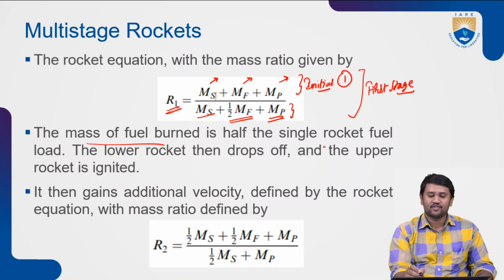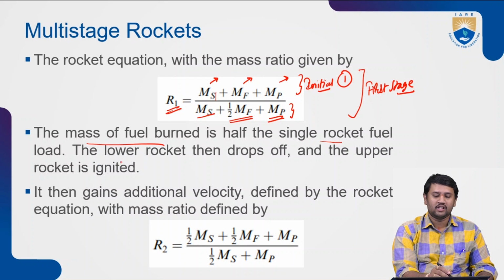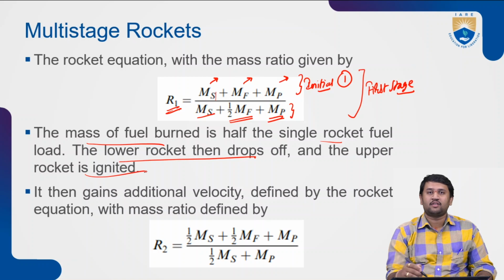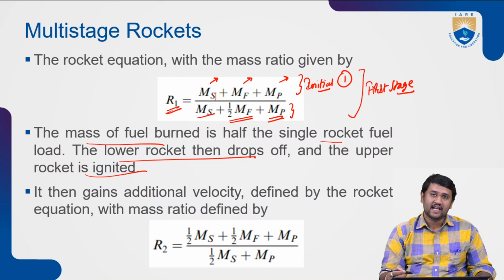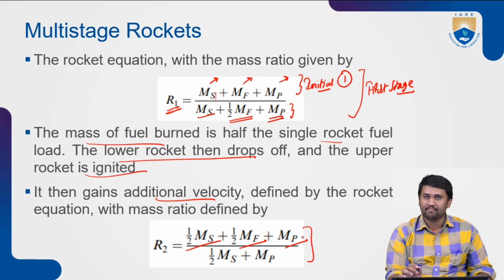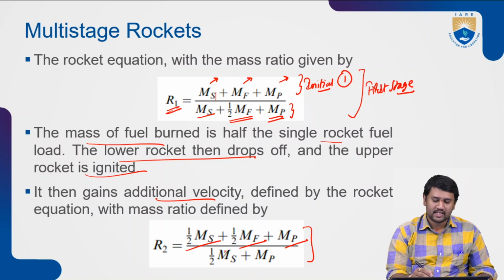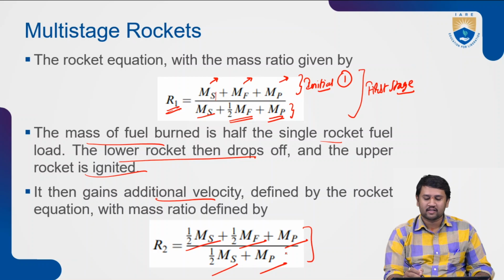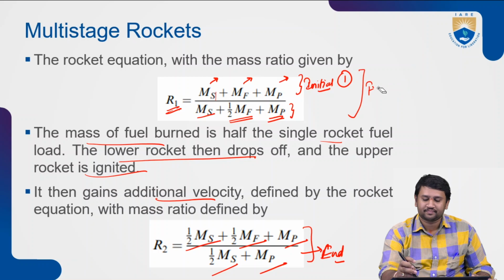Now, as the mass of the fuel is burned, half of the single rocket fuel load, the lower rocket drops off, the upper rocket is ignited, which gains additional velocity, defined by the rocket equation. Again, in terms of the second stage, the mass of structure gets halved, the mass of fuel is half, and the mass of payload remains the same because we are not discarding any payload. This will be at the end, right? If you can get a clear idea, we will discuss clearly.